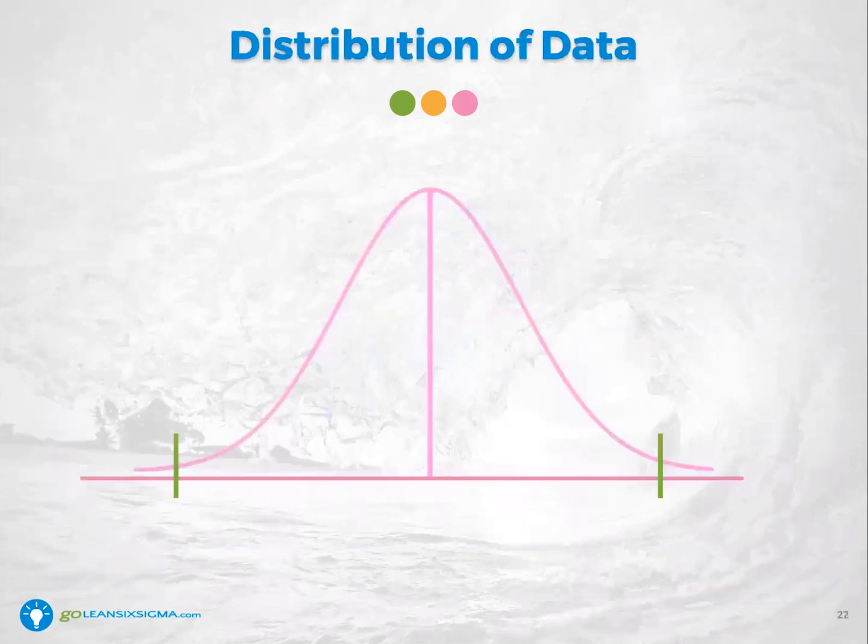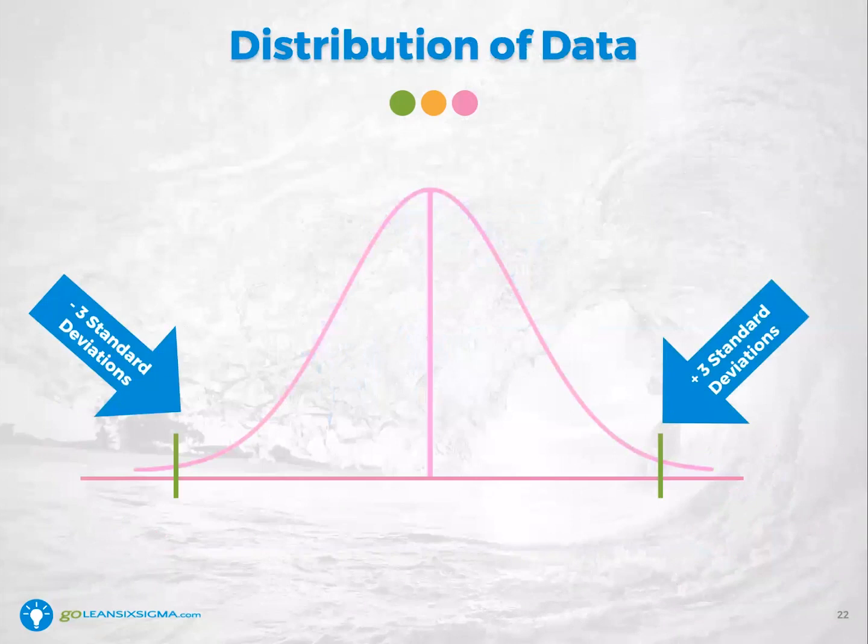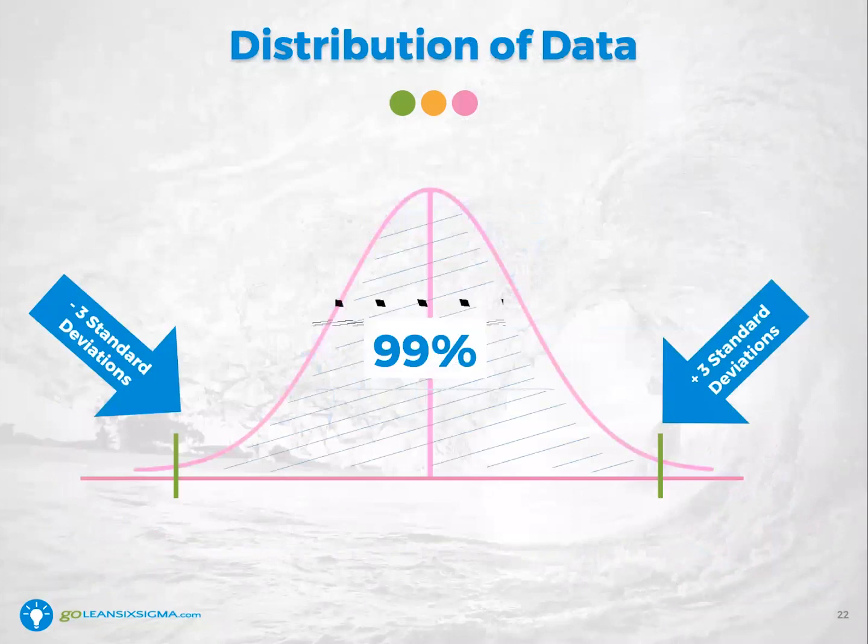To understand the structure of control charts, we'll go back to the bell curve. So based on a normal distribution of 99%, the data falls within plus or minus 3 standard deviations of the mean. So that means we've got most of our data in between those standard deviations. And that's where we get those 3 standard deviations on a control chart.